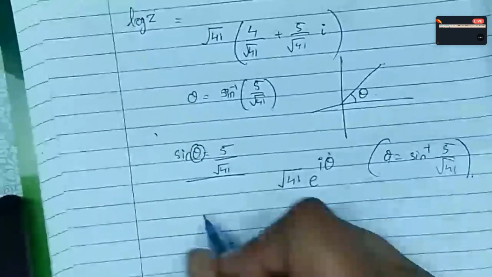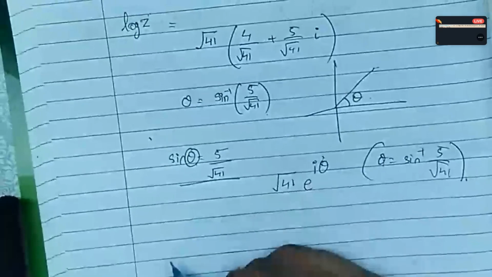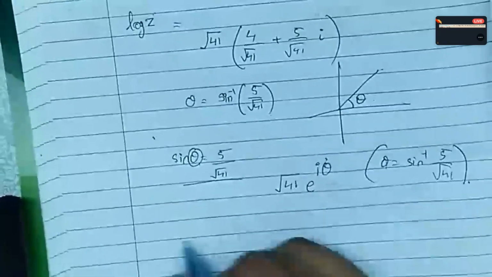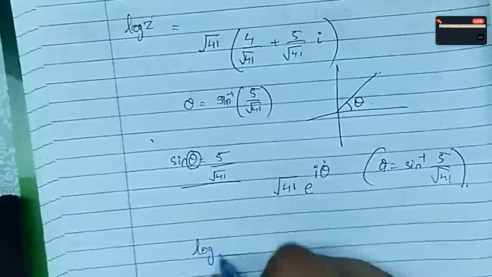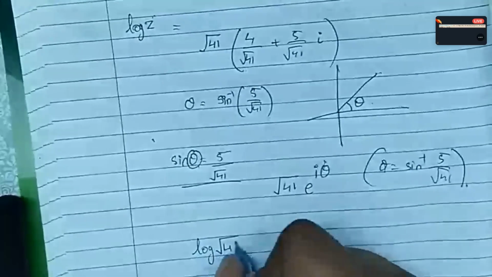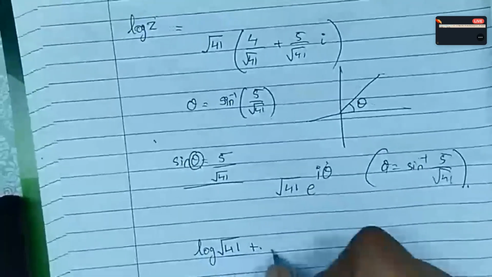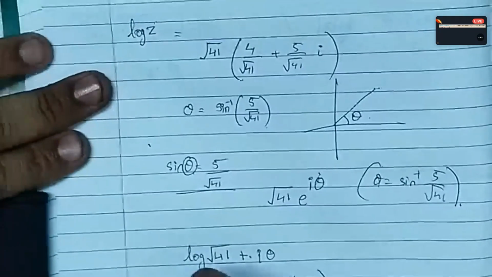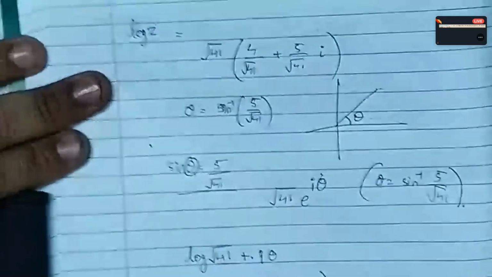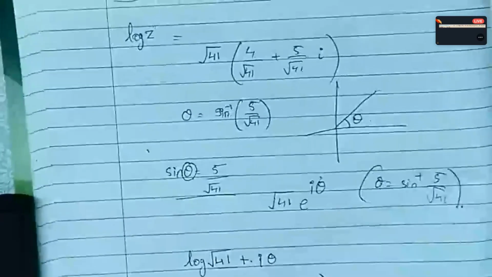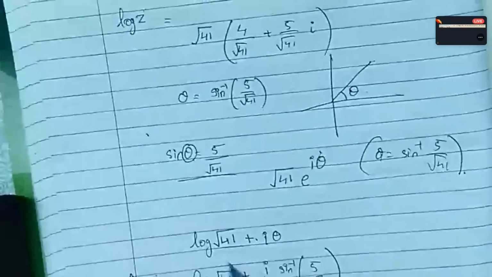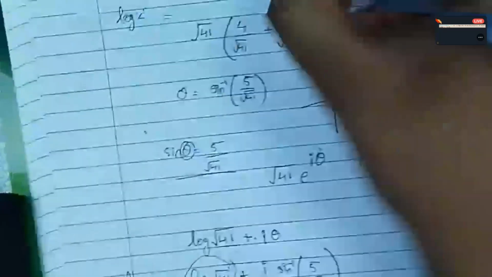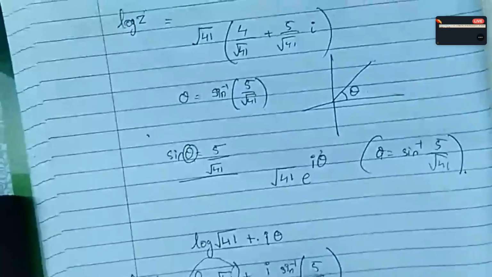Right? So now we take the logarithm of this number. So it is log of square root 41 plus iota times theta. And this is the difference between log and modulus. So if we now see, this term is basically log of mod z.